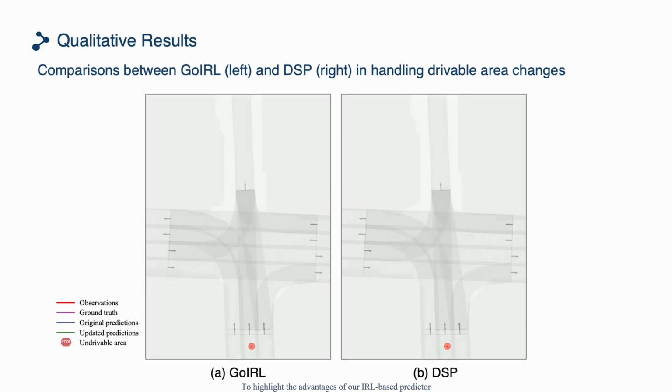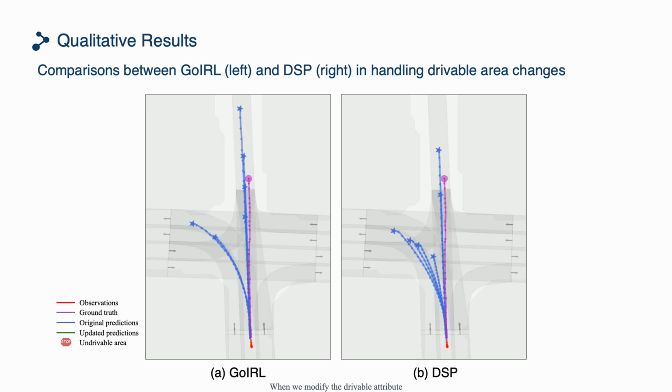To highlight the advantages of our IRL-based predictor, we further compare it against the supervised model, DSP, in handling drivable area changes. Initially, both methods can generate multiple plausible predictions. When we modify the drivable attribute, and transform a previously designated free space into an undrivable area, our approach can effectively adapt to changes in the environment, and generate reasonable predictions. In contrast, the DSP model fails to respond appropriately.